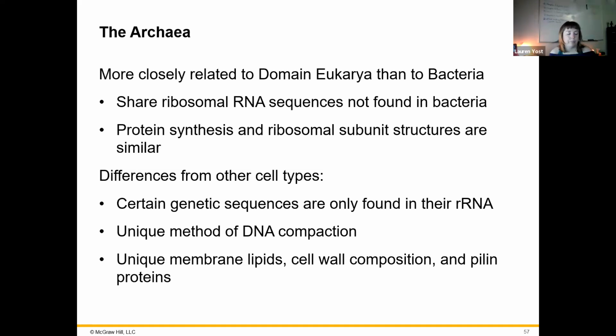So archaea look a lot like bacteria. If you looked at them under the microscope, you wouldn't really be able to know the difference. But their genes, their genetic makeup, are more similar to us than they are to the bacteria. So that creeps me out a little bit, but that is the truth.